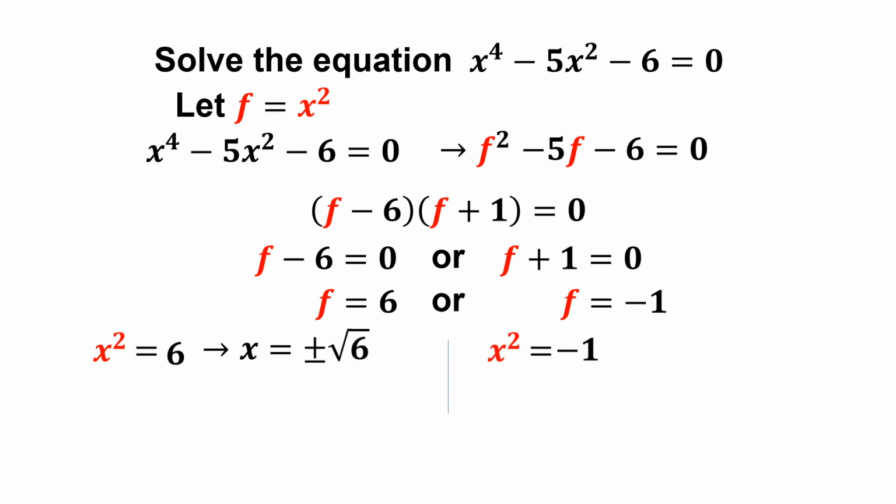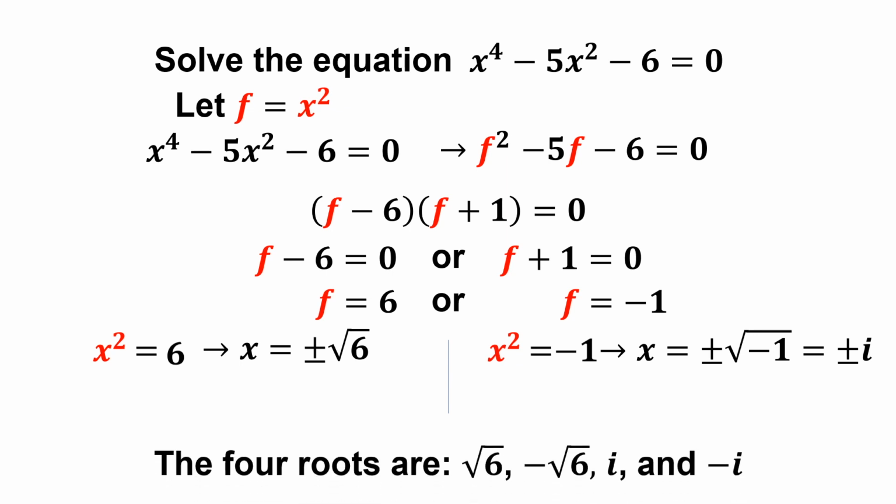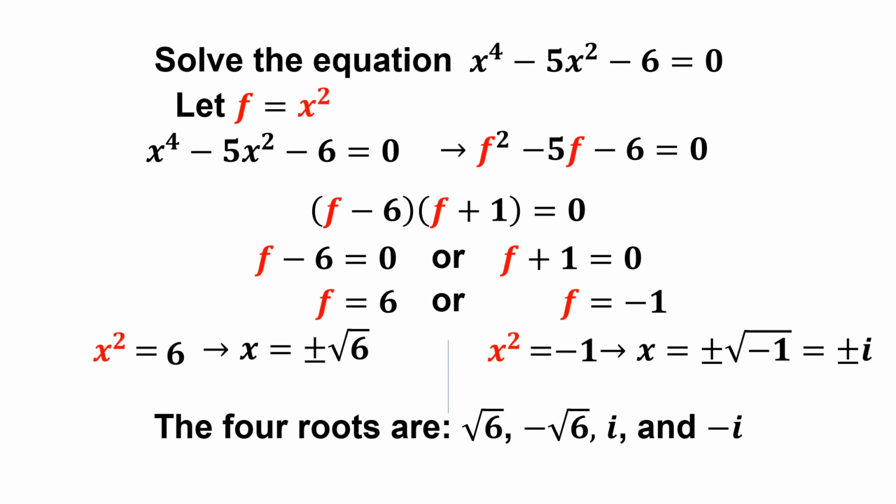Then, replace f with negative 1. This gives us x is equal to i and x is equal to negative i. Therefore, the 4 roots of x to the 4th minus 5x squared minus 6 is equal to 0 are square root of 6, negative square root of 6, i, and negative i.